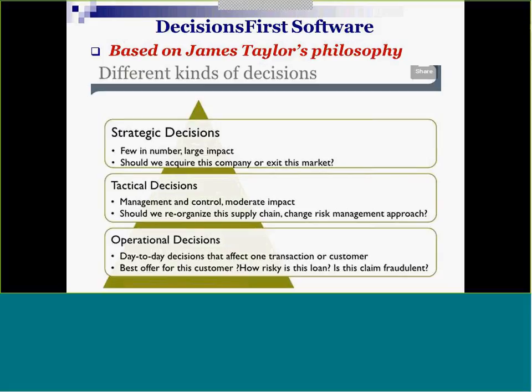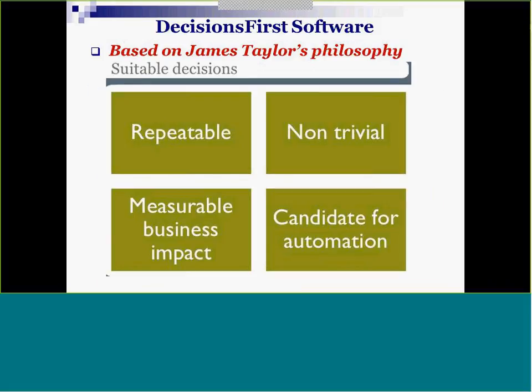And then there are operational decisions. Operational decisions occur very, very frequently, over and over and over. They have minimal impact individually, but collectively a large impact. And that's where this software works best. You can use it for any type of decision, strategic, tactical, or operational, but it's designed really to work best at the operational level. And it's designed to work best for decisions which have the following criteria.